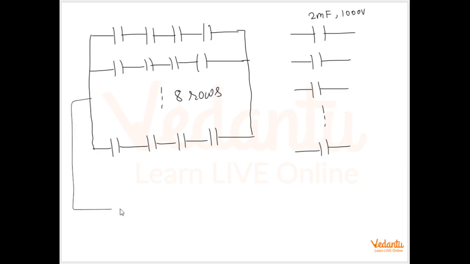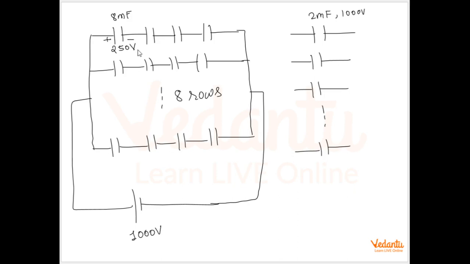Now if I connect all of them to a battery of 1000 volts, you have to realize that in that case each capacitor will only get a potential difference of 250 volts, which is the maximum allowed potential difference, and in this case the equivalent capacitance will just be 2 millifarads into 8, that will be 16 millifarads. So this is the combination that I need to make.